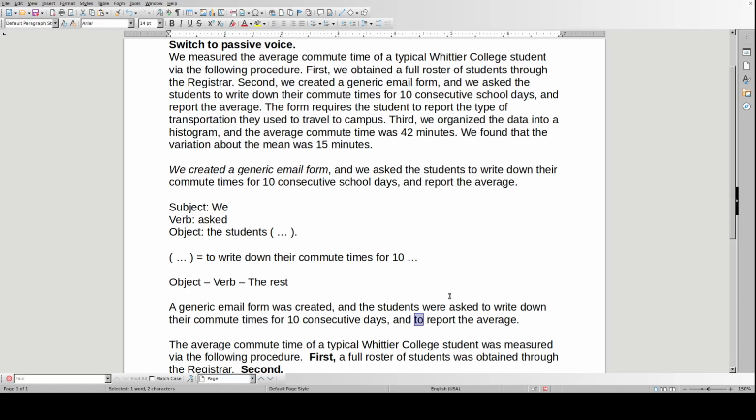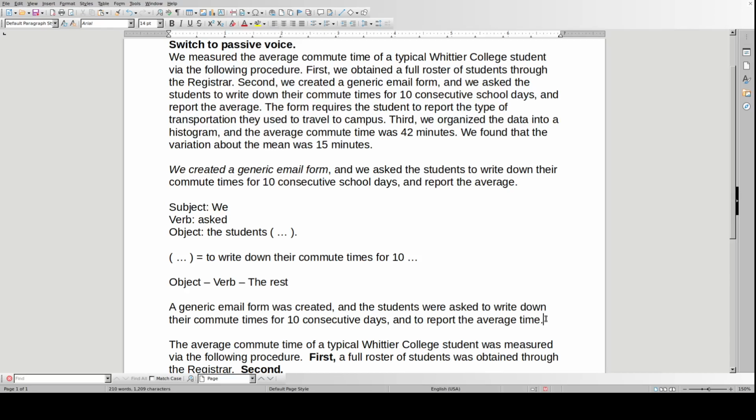Or in this case, since we're doing passive voice, the object comes first. The object becomes like the subject in passive voice. A generic email form was created, and the students were asked to write down their commute times for 10 consecutive days and to report the average. You might consider saying the average time.